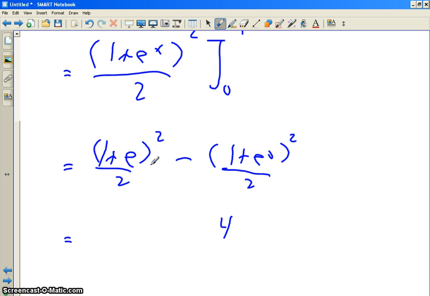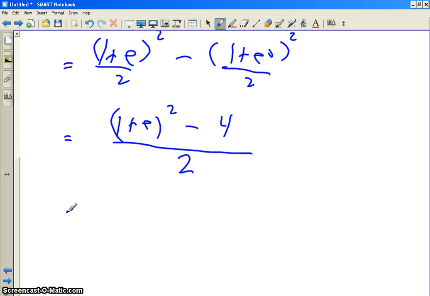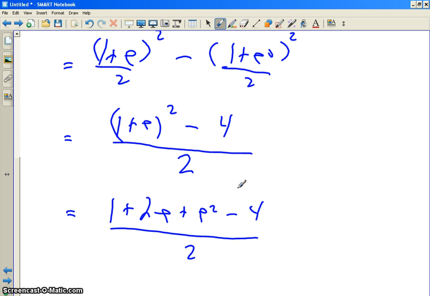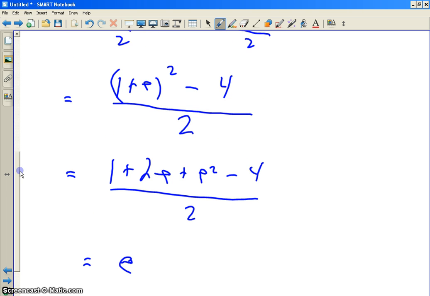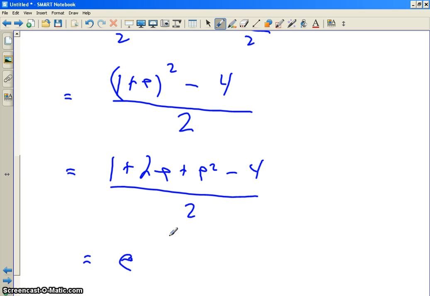And 1 plus e squared, they have a common denominator. I guess you could write it like that. What if we FOIL it out? Does that simplify it at all? FOIL this out. 1 plus 2e plus e squared minus 4 over 2. Well, what about the 1 and the 4? All right, I'm going to write it this way. E squared plus 2e minus 3 over 2. And you can get a decimal equivalent from the calculator if you like, but that's an exact answer. I'm done.